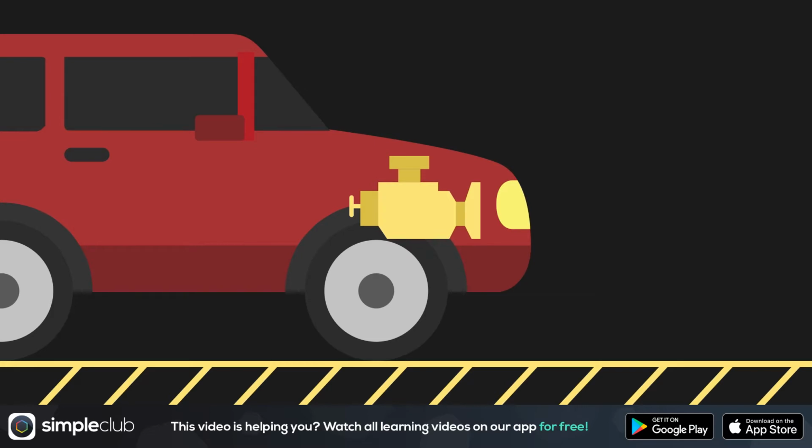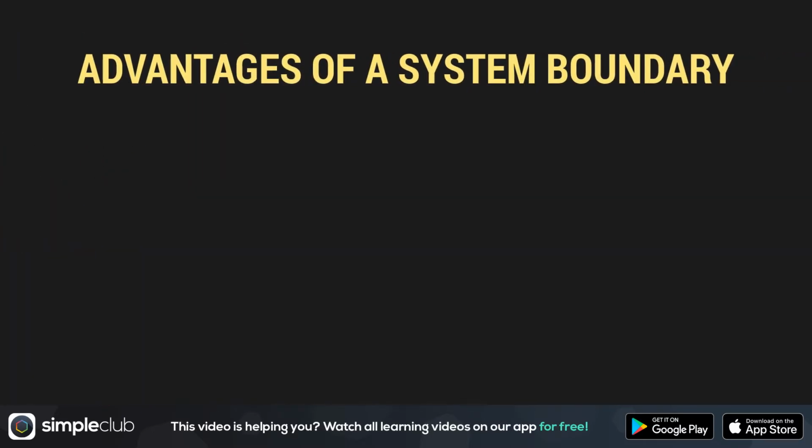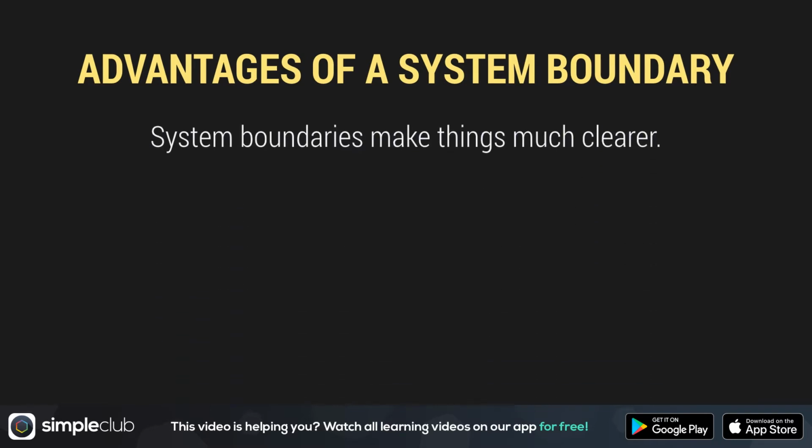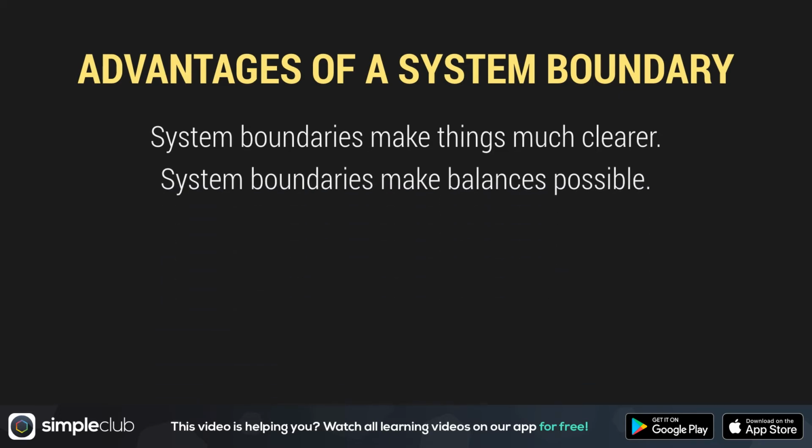On paper, we draw a dashed line around the system that we're interested in. But what good does having a boundary system like this do for us? Well, first of all, it's easy to see exactly what you are investigating if you mark it clearly. This helps to avoid confusion and stops you from suddenly involving surrounding elements. But the most important advantage of a system boundary is that it means we can enforce balances.